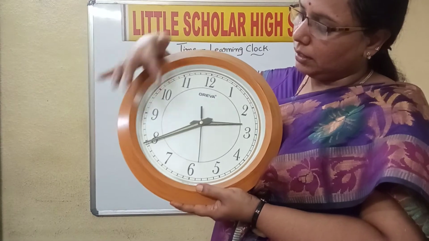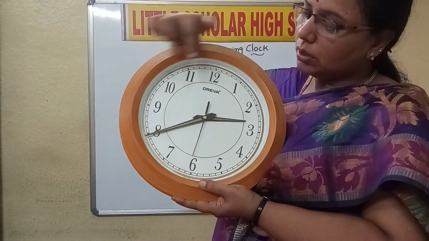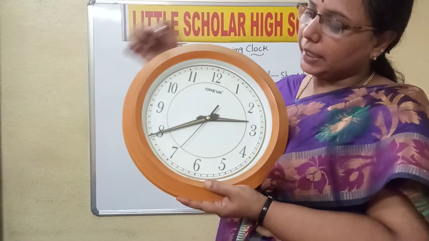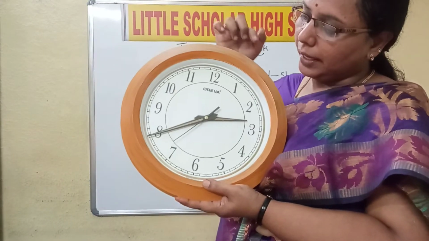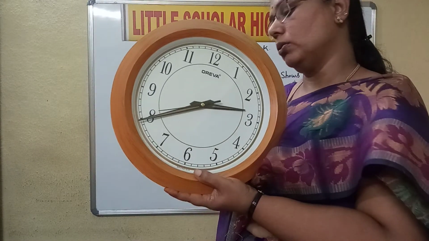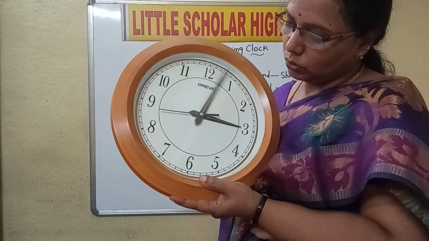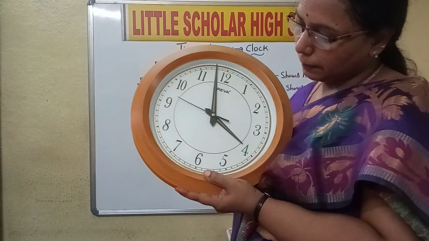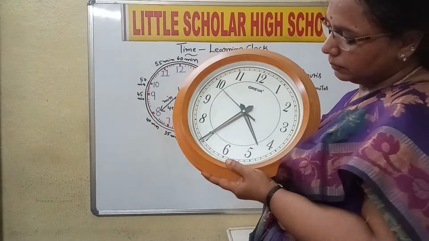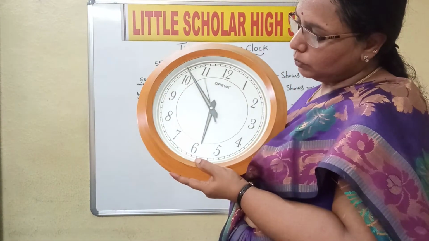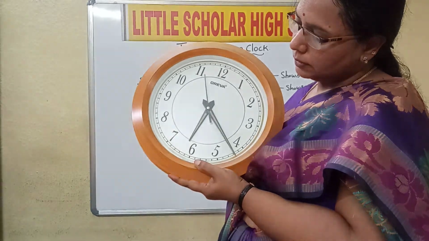2:40. Small needle on 2, big needle on 8. 8 means 40, so 2:40. Okay, now you see one more. Let us see one more.